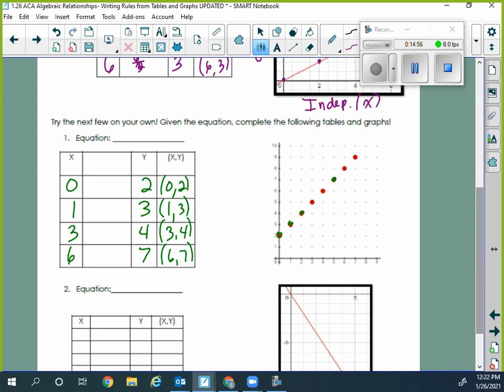So how are we getting from 0 to 2? Plus 2. And 1 to 3. It's plus 2, right? That's our process, it's plus 2, so let's just double check it.